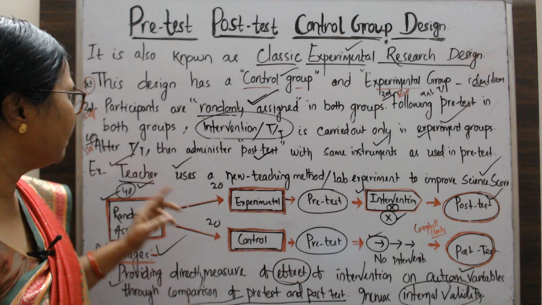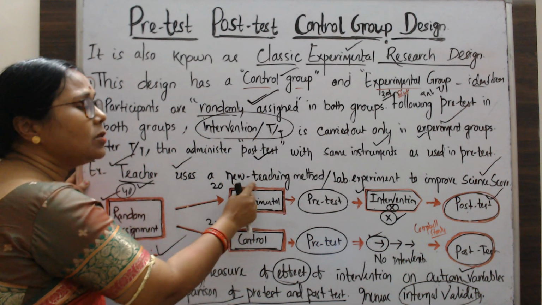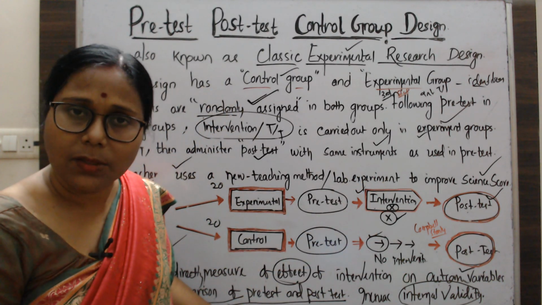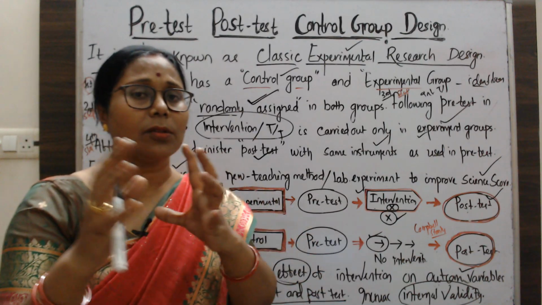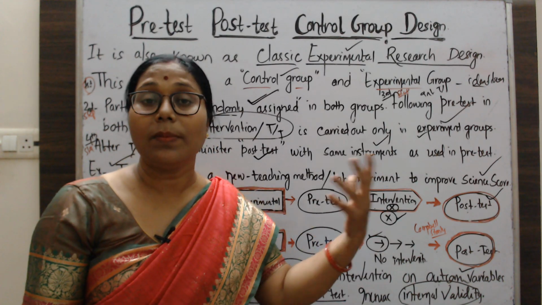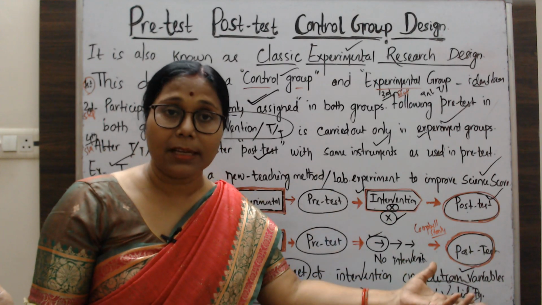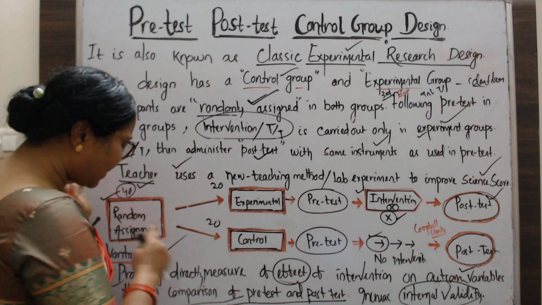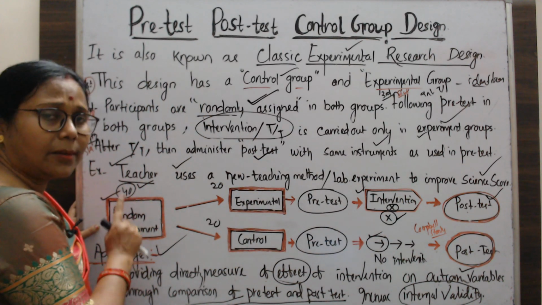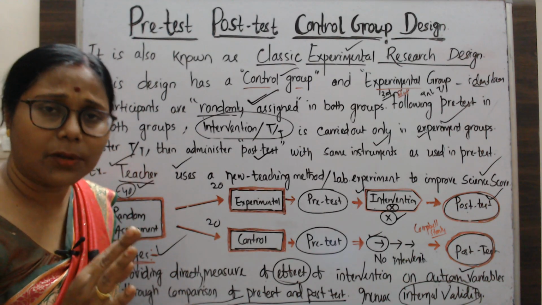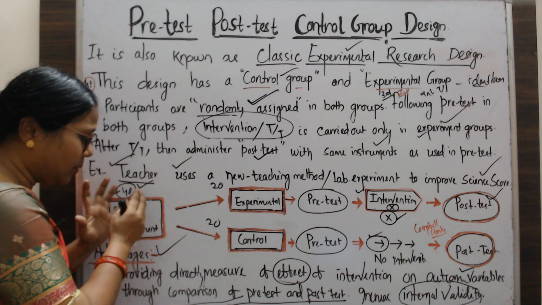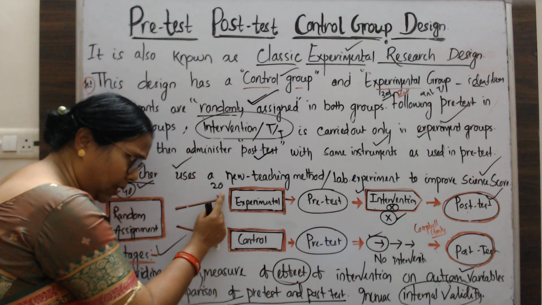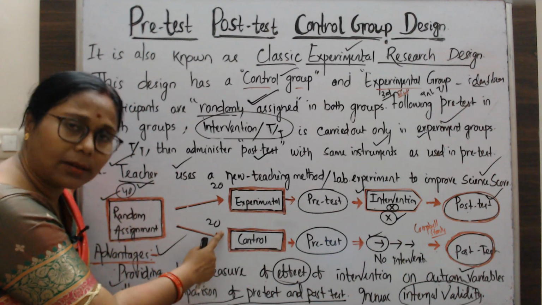Let's see an example. Teachers use a new teaching method or a lab experiment to improve the science score of the students. If the teacher uses a new method of teaching, it should directly improve the science score of the students. So first you take random assignment in the section. Suppose there are 40 students; we divide them into two groups, 20 students in the experimental group and 20 students in the control group.